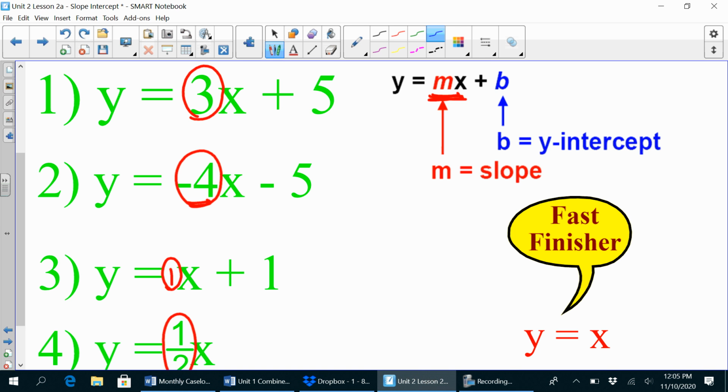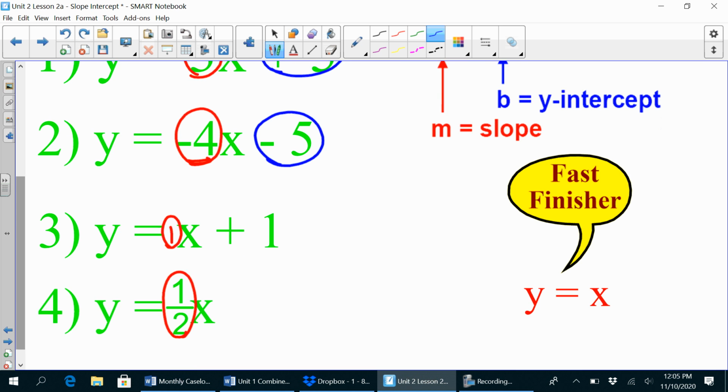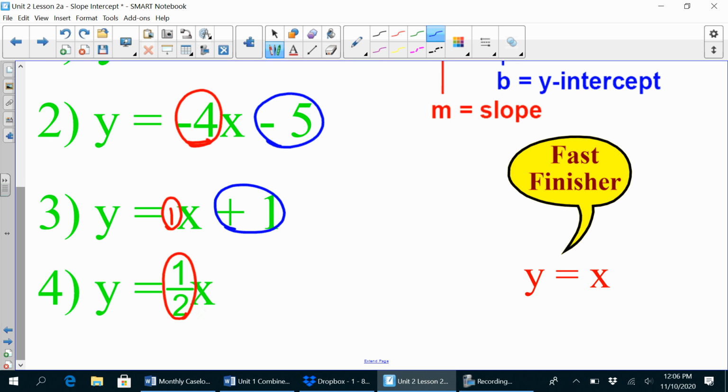Looking at number 1, what number is by itself? The 5. What number is by itself? The -5. In example number 3, what number is by itself? But when I get to number 4, I don't see any number by itself. This is going to be 0. When you don't see anything indicated for the y-intercept, you would assume it to be +0, or this would be 0. Okay, so you can just say here 0 or b equals 0.